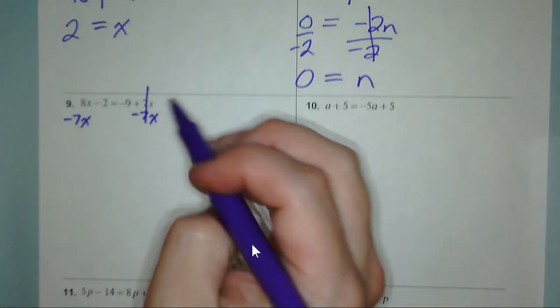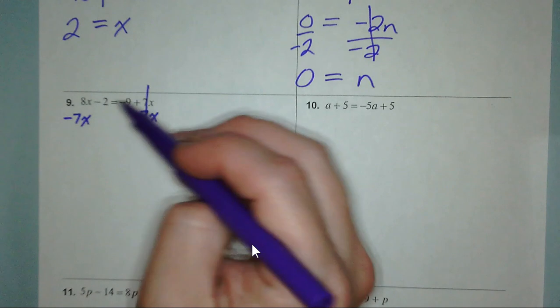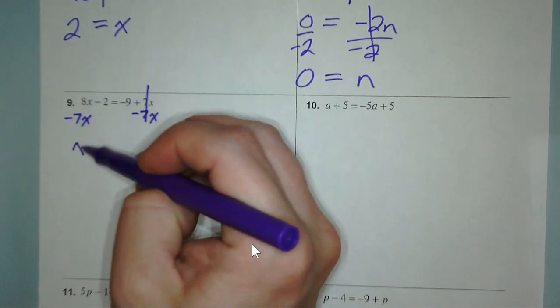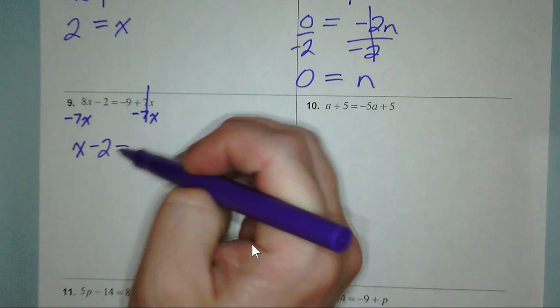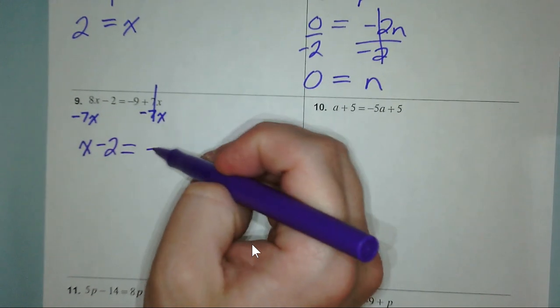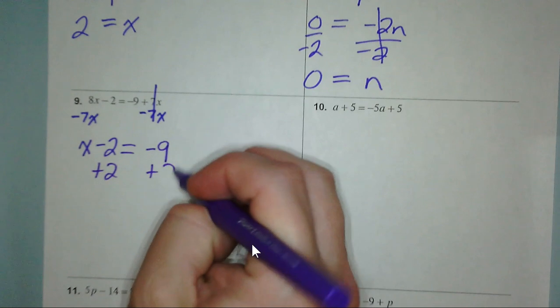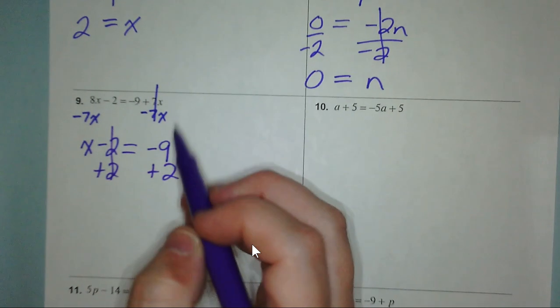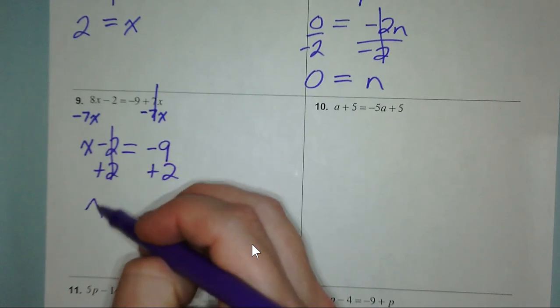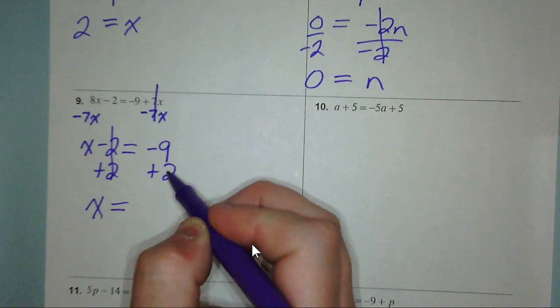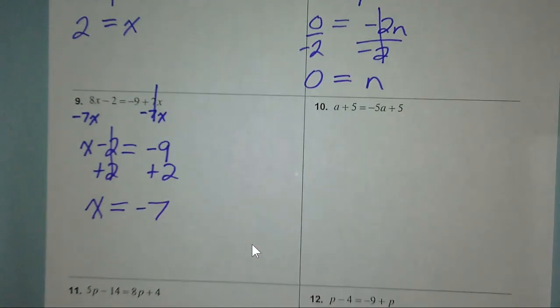In number 9, we already started it. We had to subtract 7x from both sides. 8x minus 7x is just x. The minus 2 drops down. Over here, the minus 9 drops down. And all we've got to do here is add 2 to cancel out that minus 2 so that x can be by itself. Negative 9 plus 2 is negative 7. Don't believe me? Go to your calculator.